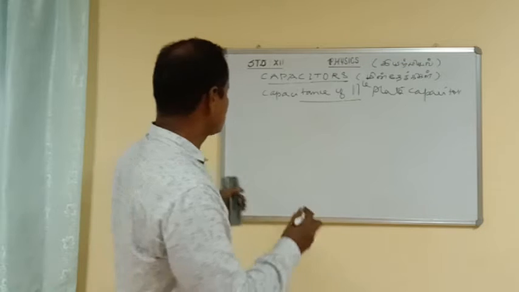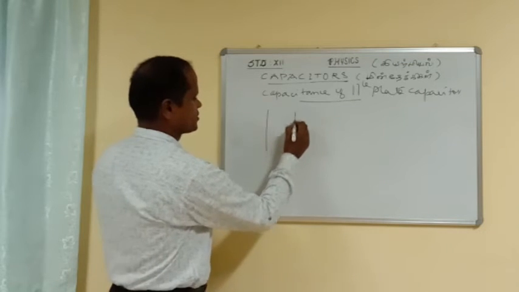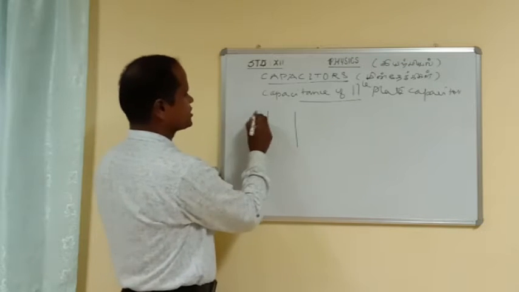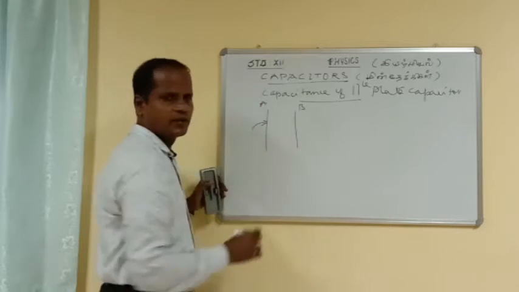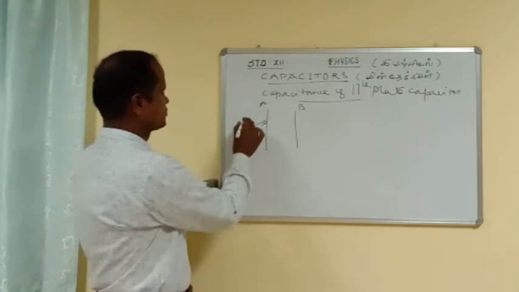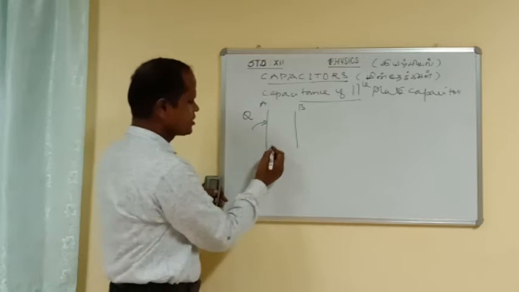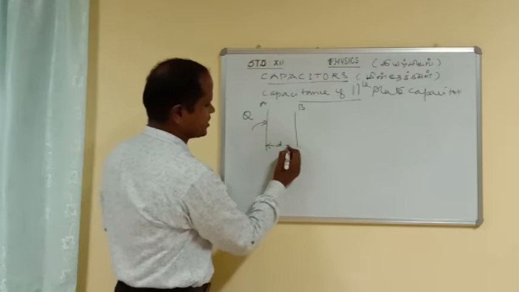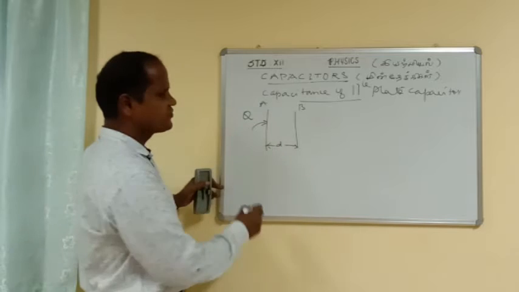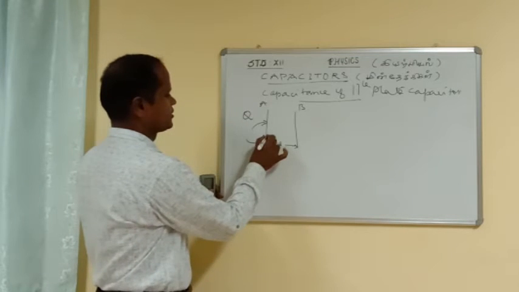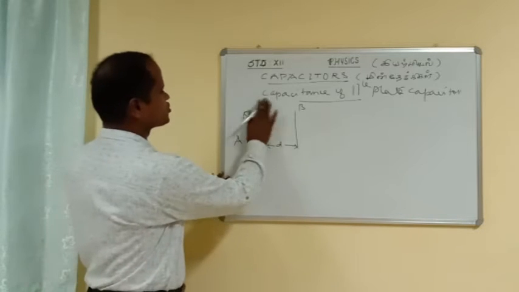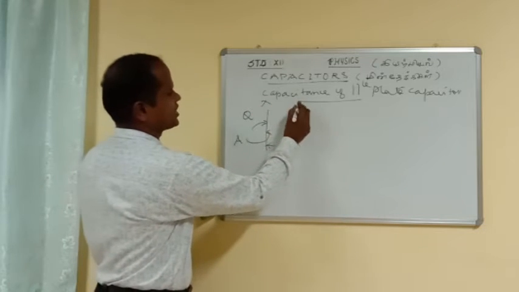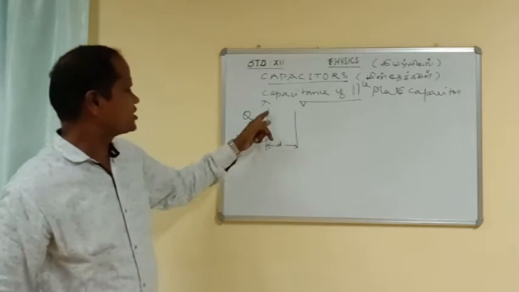So here we have two plates. The charge of each plate is what? First one is A and the other is B. For example, the charge of each plate is Q. Distance between them is small d. Area of each plate can be taken as capital A, or you can take these two plates as X, Y. You can take it either way.